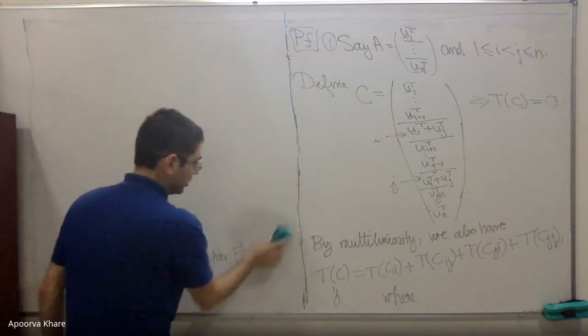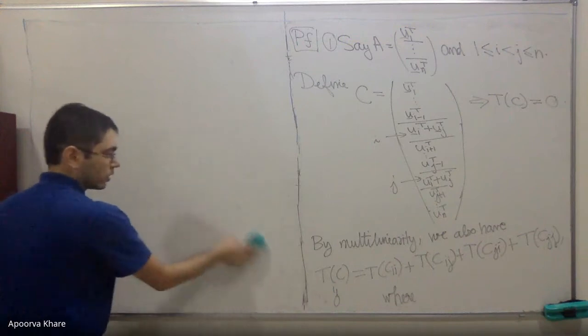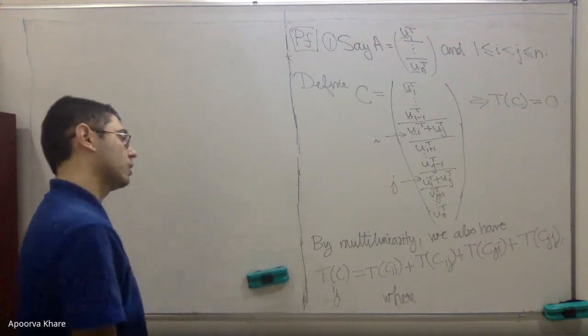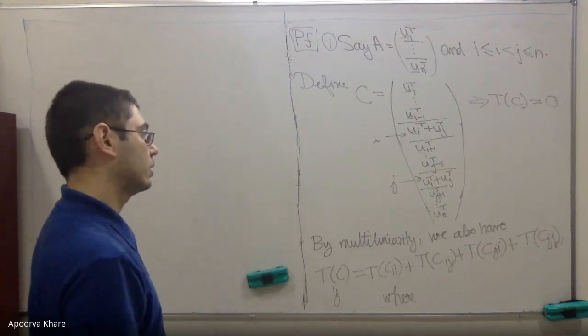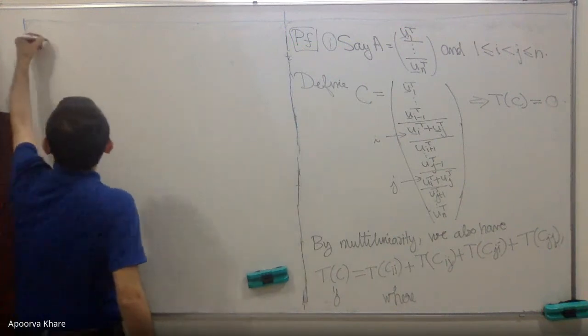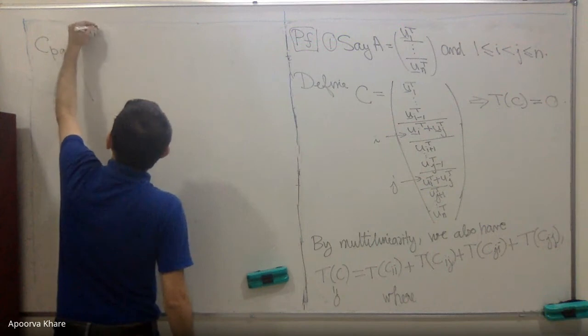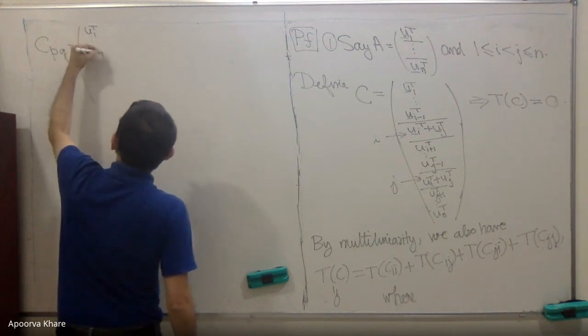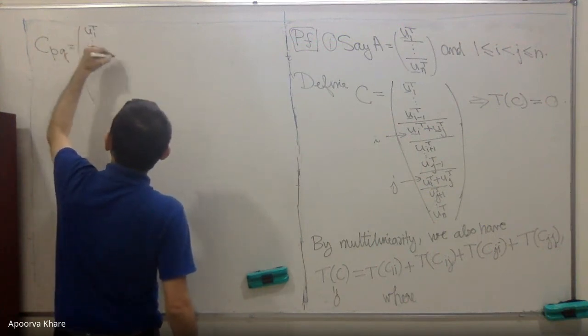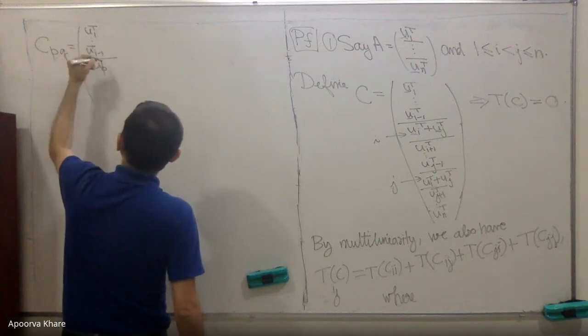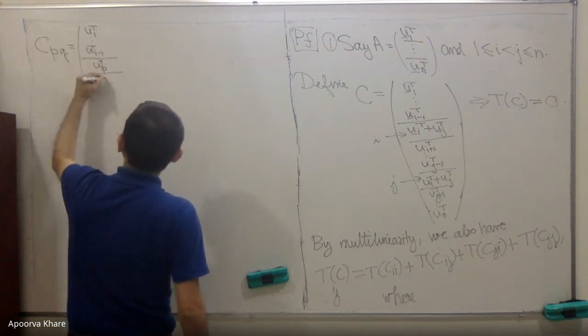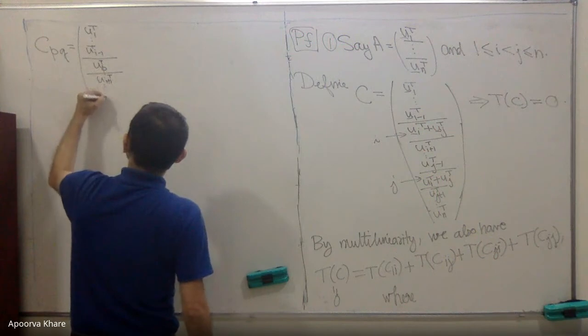Now I know what to do. I can do this in one row, where I'll call it CPQ equals u1 transpose, ui minus 1 transpose, and then here up transpose, ui plus 1 transpose, uj minus 1 transpose.